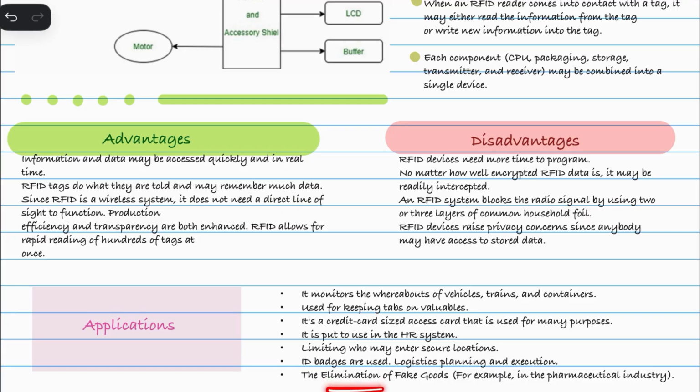And it also helps in the elimination of fake goods. Like you see in the pharmaceutical industry, fake drugs are a massive global hazard. So high-end pharmaceutical companies print a tiny RFID tag directly onto the pill bottles. As the box travels from the factory to the pharmacy shelf, scanners verify its unique cryptographic ID, ensuring that no fake lookalikes were swapped in along the way.